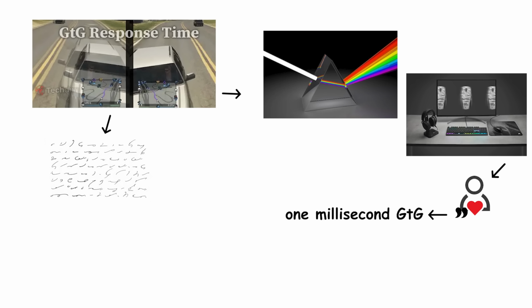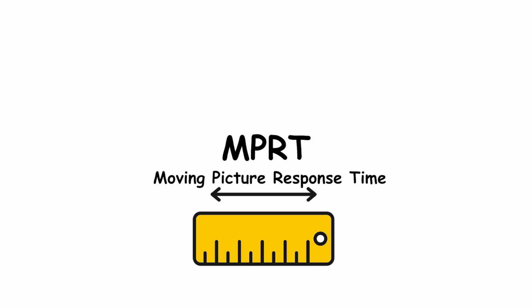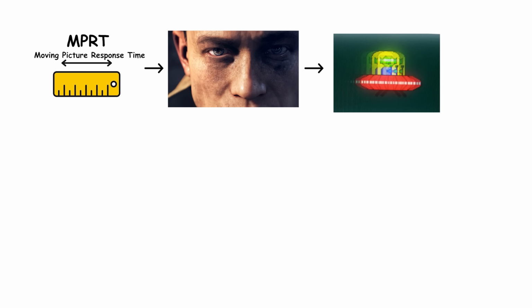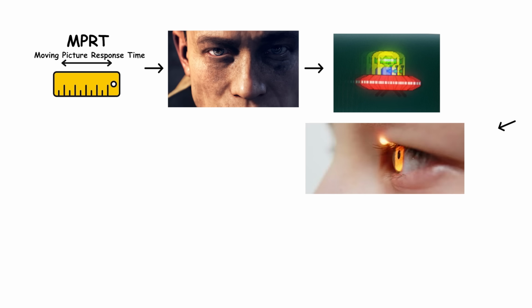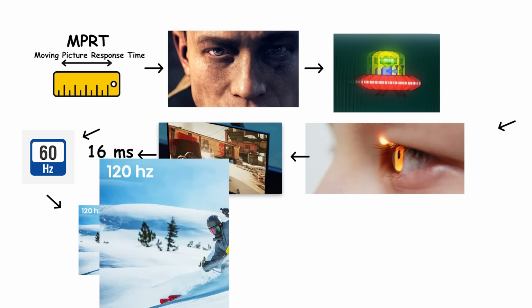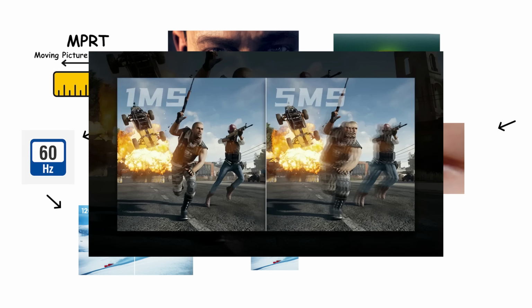Manufacturers love quoting 1 millisecond GTG, but that's usually measured under ideal lab conditions and doesn't represent the slower transitions between complex colors. MPRT means moving picture response time, and it measures something completely different: how long a frame remains visible to your eyes. MPRT depends on the refresh rate and how the backlight behaves. A screen that holds each frame for 16 milliseconds at 60 Hz will show more motion blur than one that holds each frame for 8 milliseconds at 120 Hz, even if their GTG times are identical.